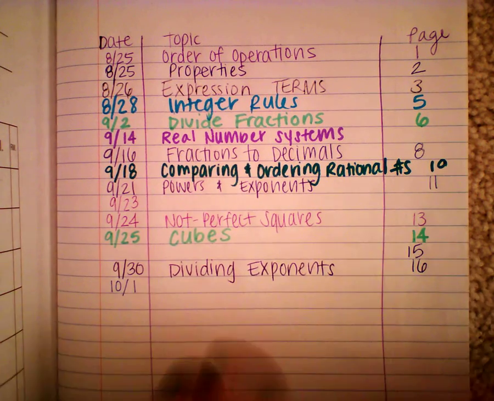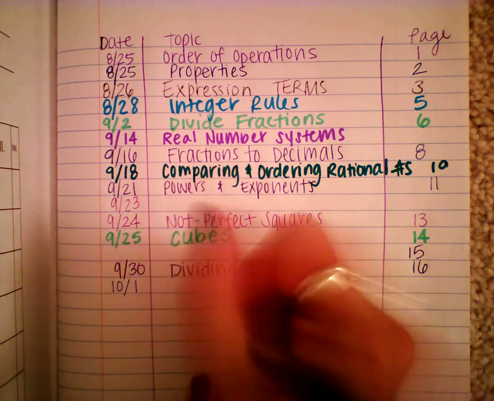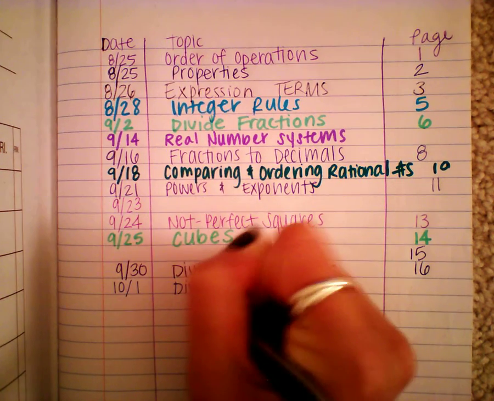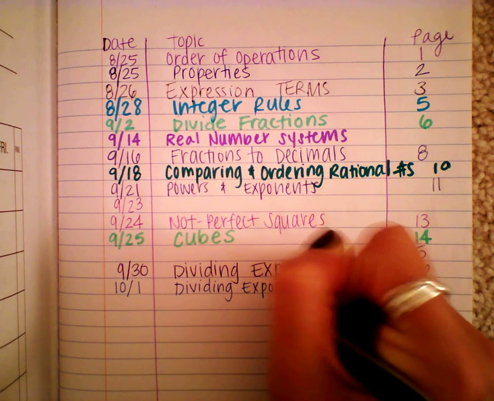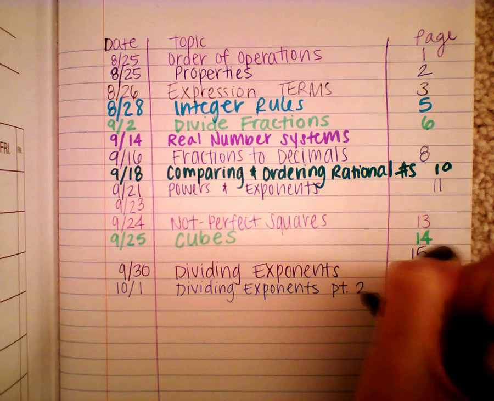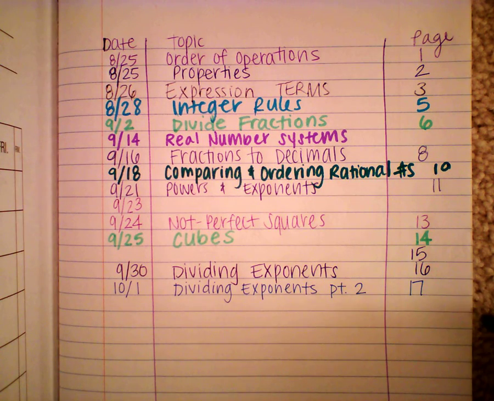So today's October 1st, and we're just going to do dividing exponents part 2. And then the next page in your notebook, I think one of the classes is a little bit off, so whatever's your next page. Hopefully this gave you the notes for today.